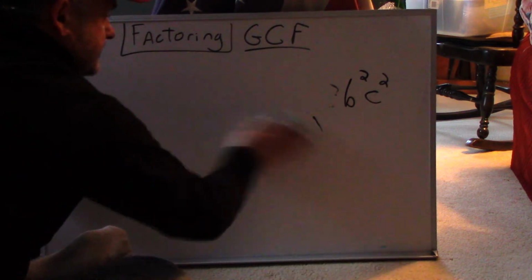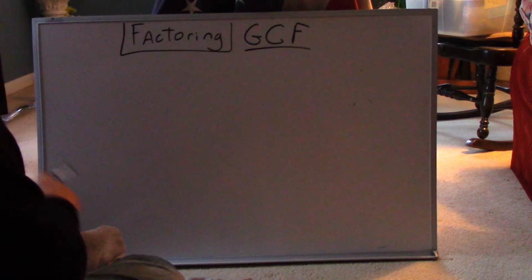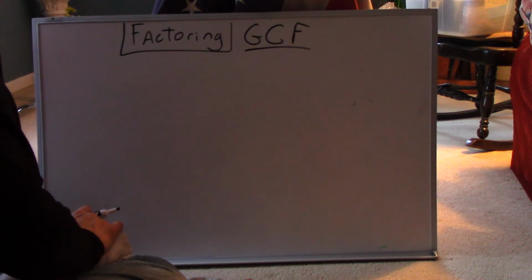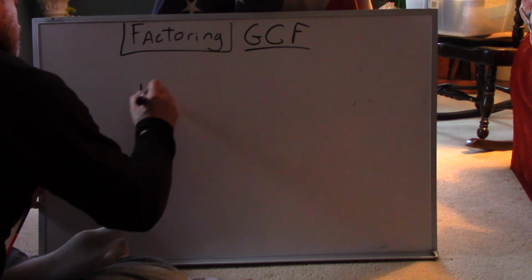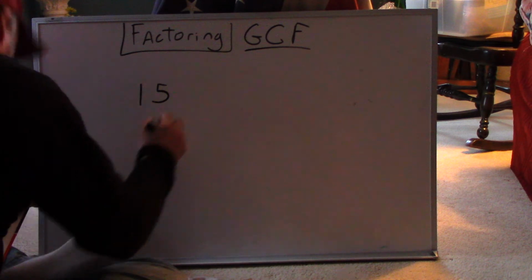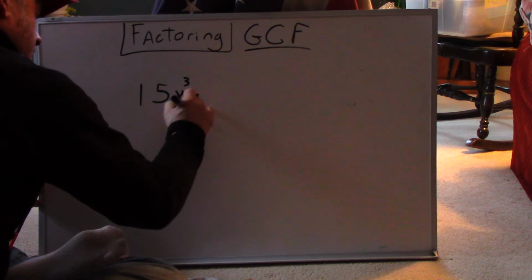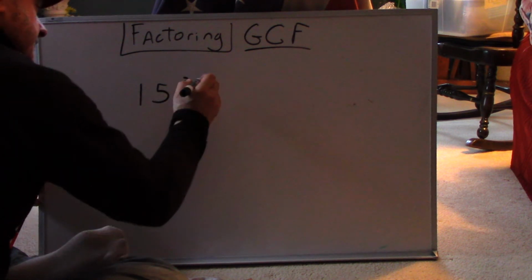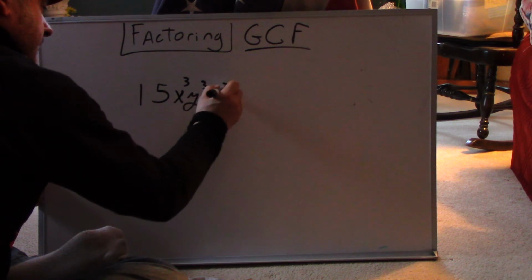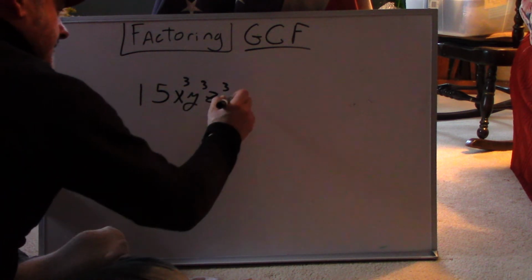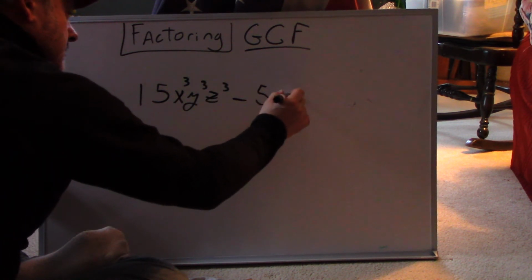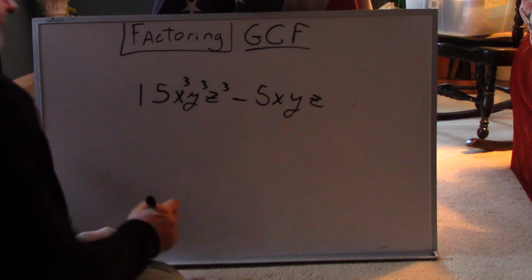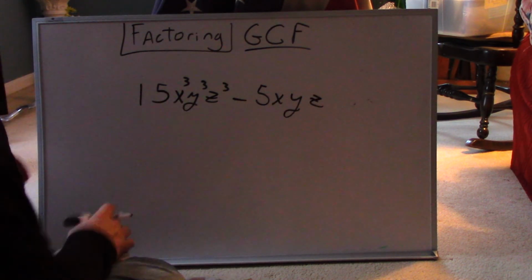I hope we're getting this at home. This is really not bad. Just divide in, subtract, see what's left. Let me do one more here. Big guy here. 15x to the third y to the third z to the third minus 5xyz. What could go into 5 and 15?